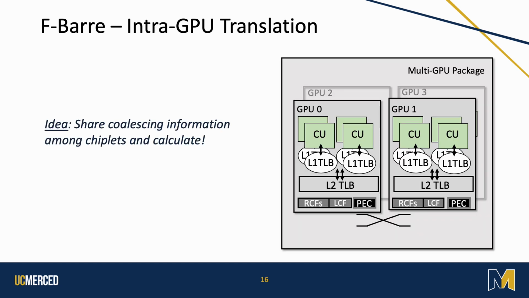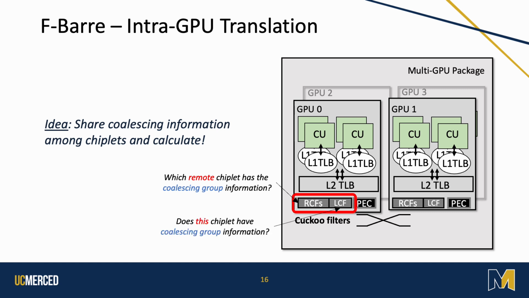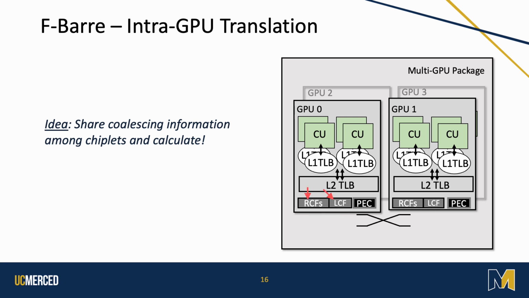We first introduce the first optimization, intra-GPU translation. The idea is to share the coalescing information among the GPU chiplets. Here, we integrate 2 cuckoo filters per GPU chip. One is called the remote coalescing filter, which is used to tell which remote GPU chiplets contain the coalescing group that has the requested translation. The other is called the local coalescing filter, which is used to predict whether the local GPU contains the coalescing information that a remote GPU asks for, to avoid exhaustive search.